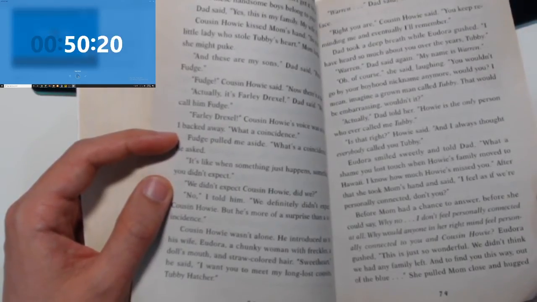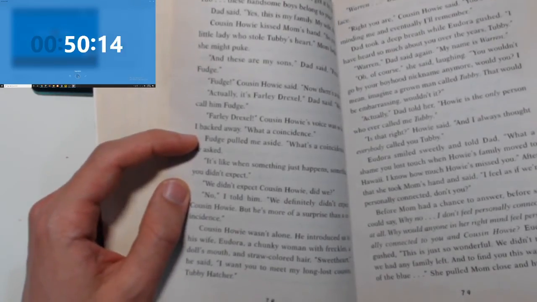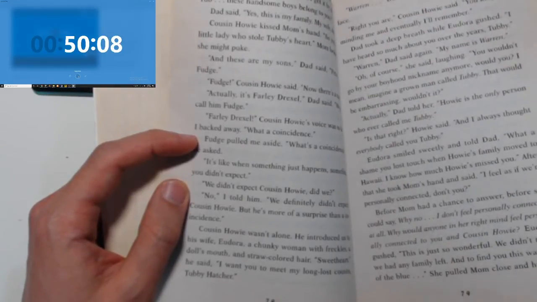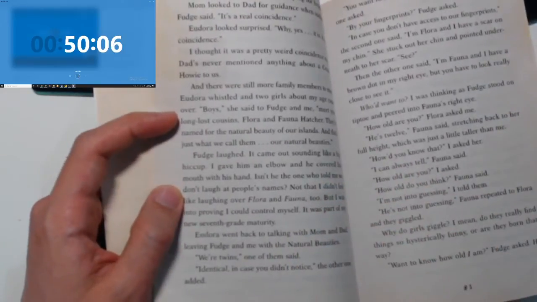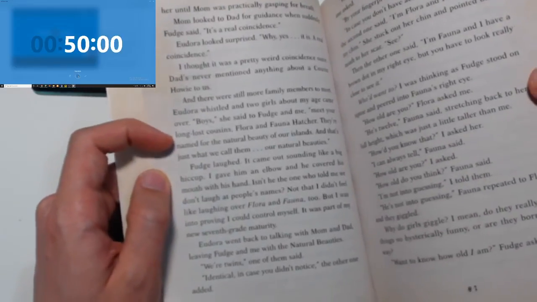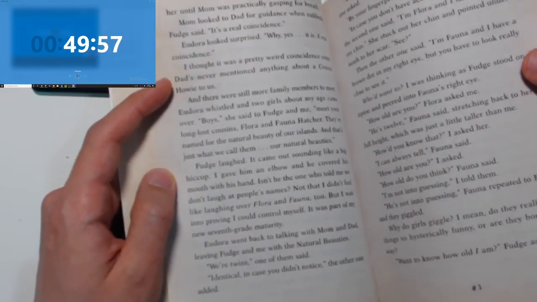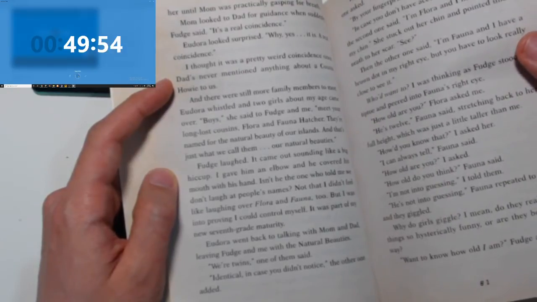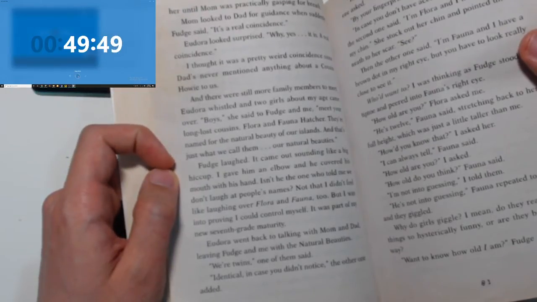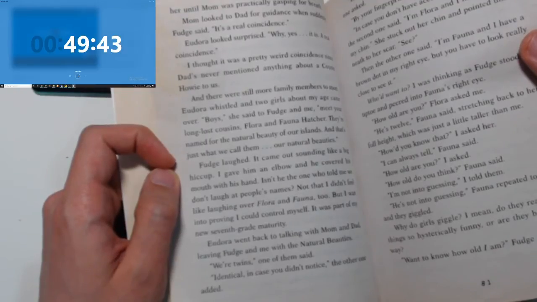Aldora gushed. This is just so wonderful. We didn't think we had any family left, and to find you this way, out of the blue. She pulled Mom close and hugged her until Mom was practically gasping for breath. Mom looked at Dad for help when suddenly Fudge said, it's a real coincidence. Aldora looked surprised. Why, yes, it is a real coincidence. I thought it was a pretty weird coincidence since Dad's never mentioned anything about a Cousin Howie to us.